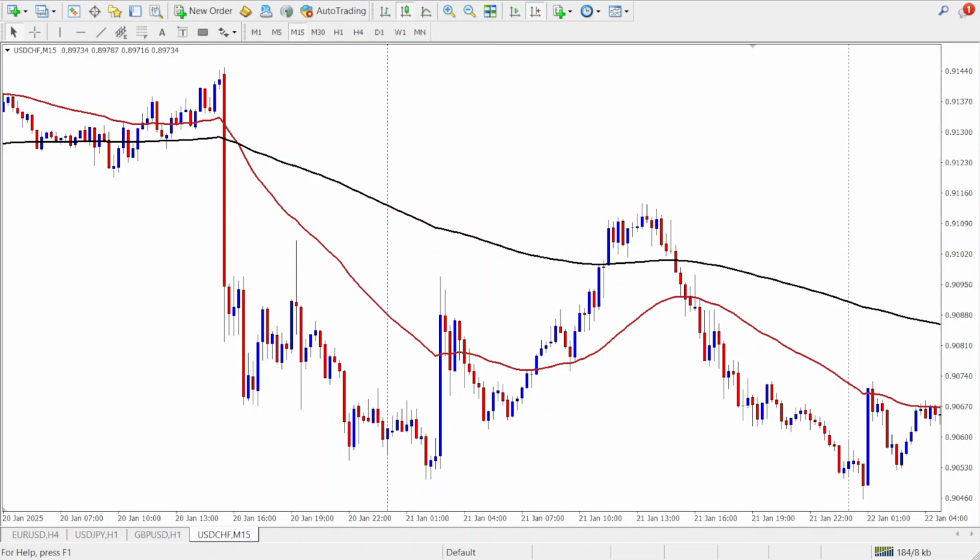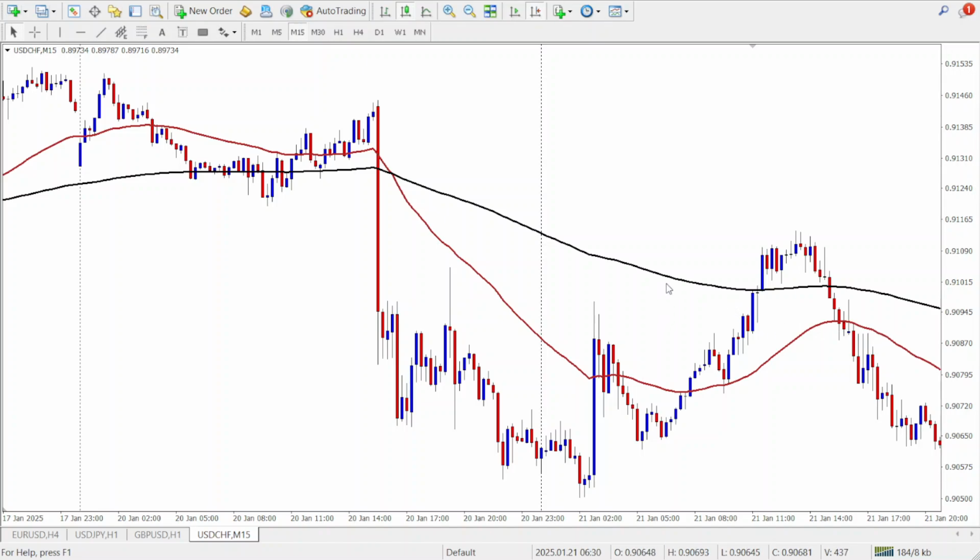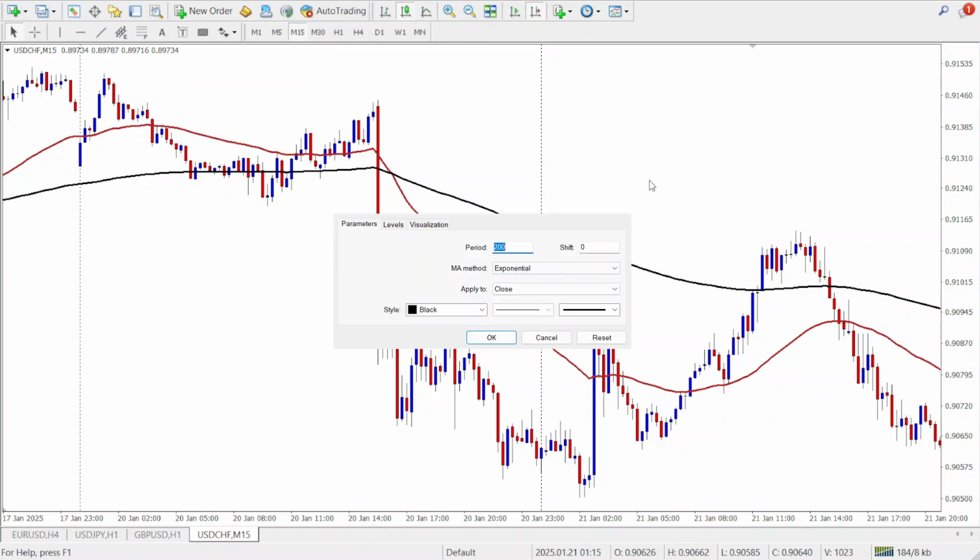Now, let us talk about setting up your charts. To trade the moving average crossover, you'll need to add two moving averages to your trading platform. The first is the short-term moving average, which is typically the 50 SMA or the 50 EMA. But in this case, I'm using the 50 EMA. Then the second is the long-term moving average, which is usually the 200 SMA or the 200 EMA. But in this case, I'm using the 200 EMA.